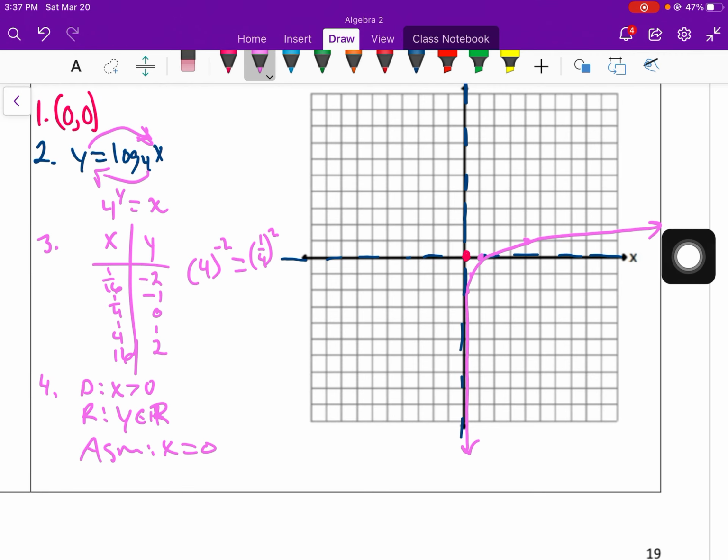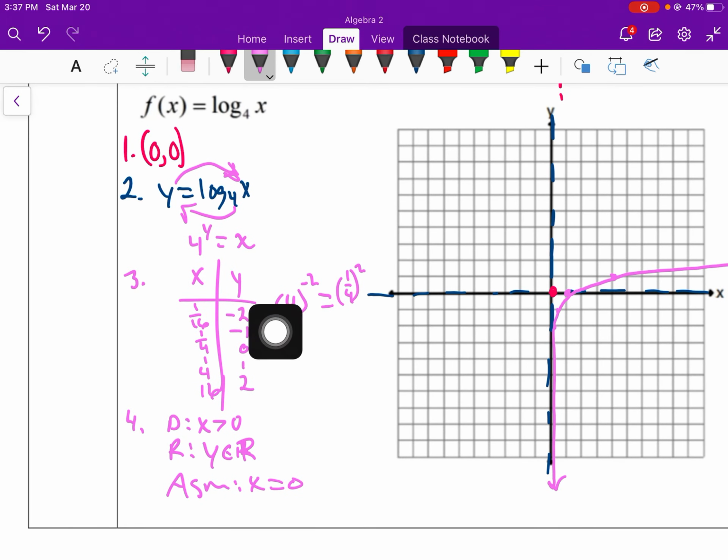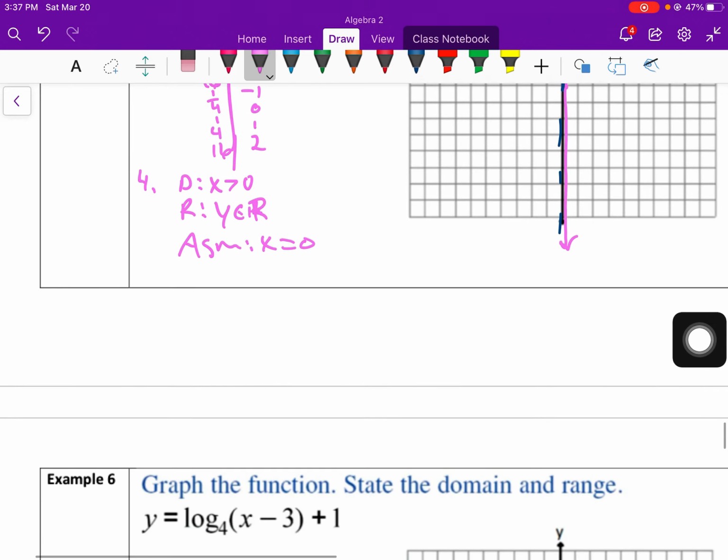And so it's still a growth function because my b, which would be 4, is greater than 1. If it was less than 1, it would be a decay. So it would slowly decay. It would still be greater than. If it was negative, it would reflect over this y-axis or this vertical axis.